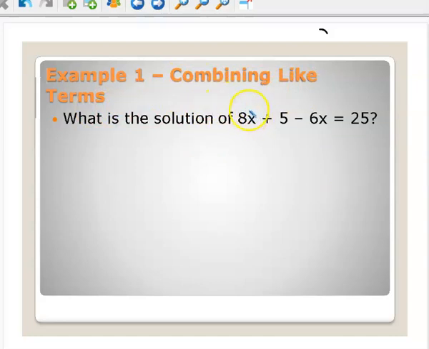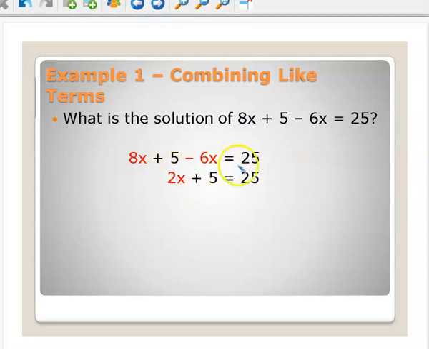And I may have told you, I like to circle the terms. Remember, I'm going to include the sign with them. So if I combine the 8x and the negative 6x, 8 minus 6 gives us a 2x. Now we're down to a simple two-step equation like we've done in the past.